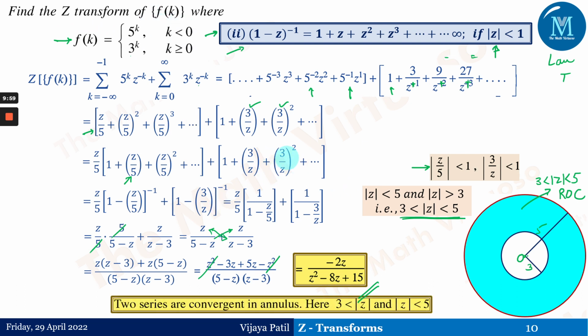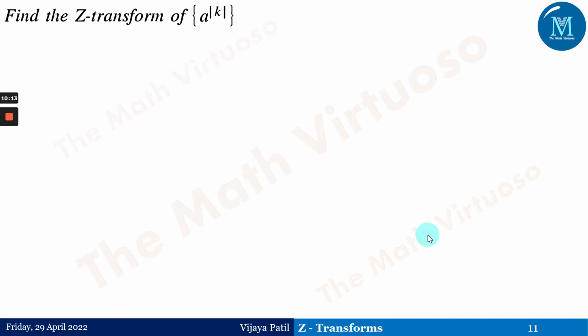Let us go ahead. Two series are convergent in the annulus. That means the region of convergence is 3 is less than mod of z and mod of z is less than 5. We can combine and write it like this also. Now the next case is to find the z transform of a to the power mod of k.